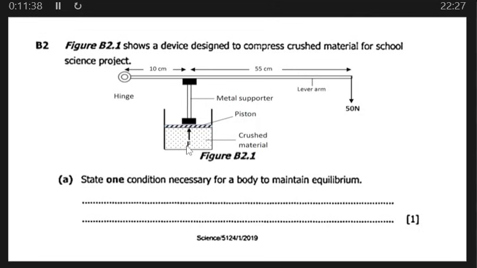But we can see also another force which acts opposite to this force, upwards. So now let's go to the question. Question A says, state one condition necessary for a body to maintain equilibrium.